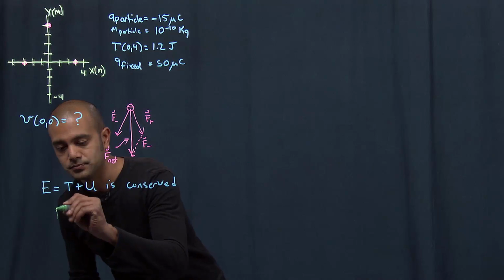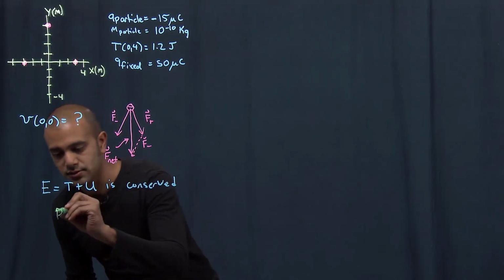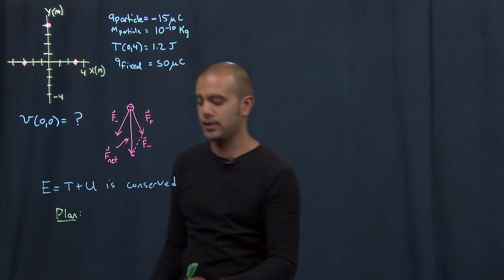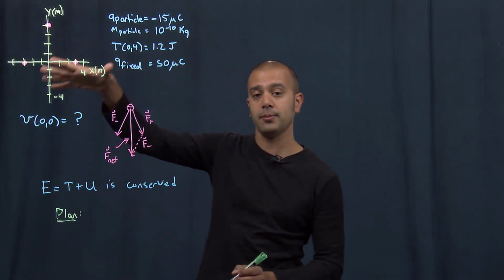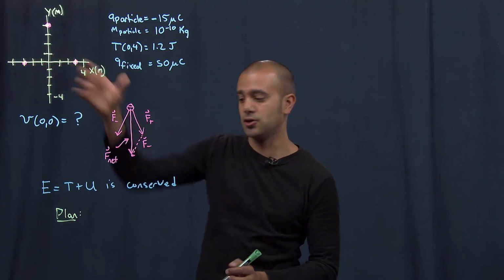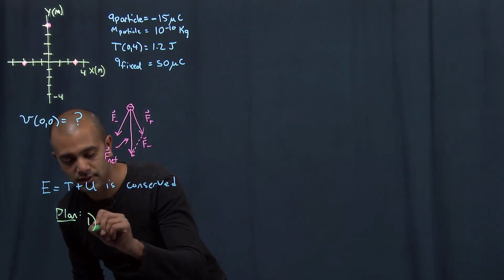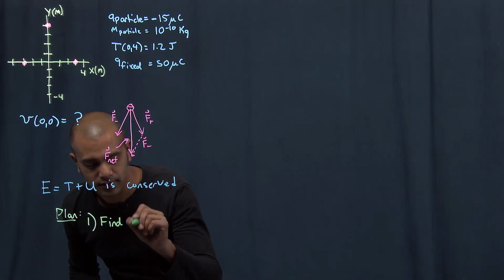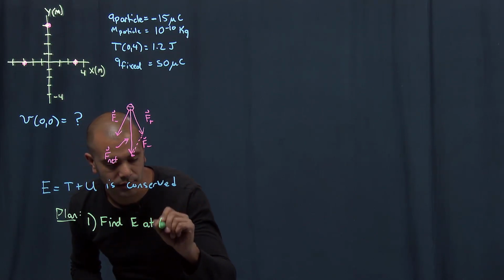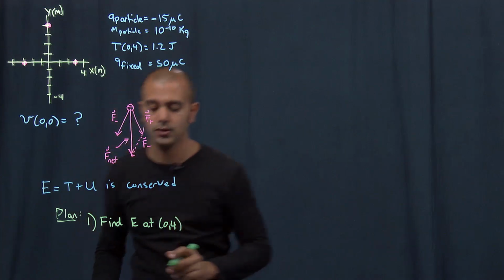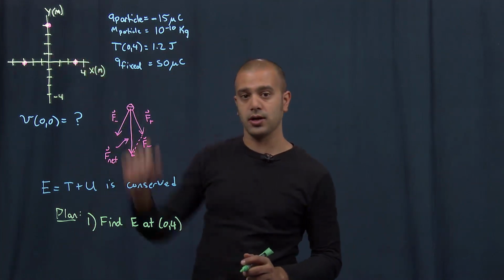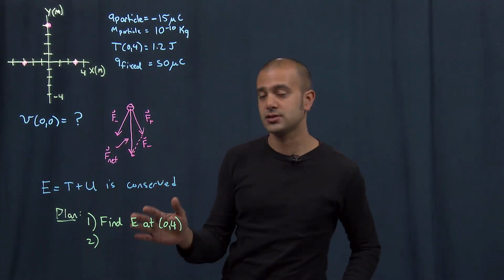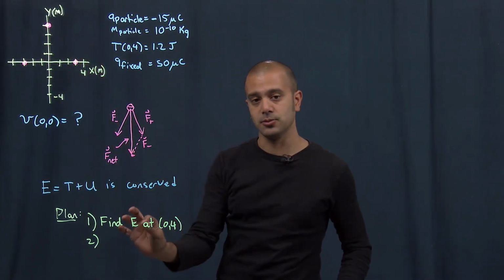So the approach here is this. We're going to use the fact that we know the kinetic energy when it's right there, and we can find the potential energy by considering the presence of the other charges. So we're going to use that to find the total energy at 0, 4. So find the energy when it's at the original point by adding up the potential and kinetic energies there. Now that we have that value, it's fixed. So when it gets down to the origin, that value will still be the same.